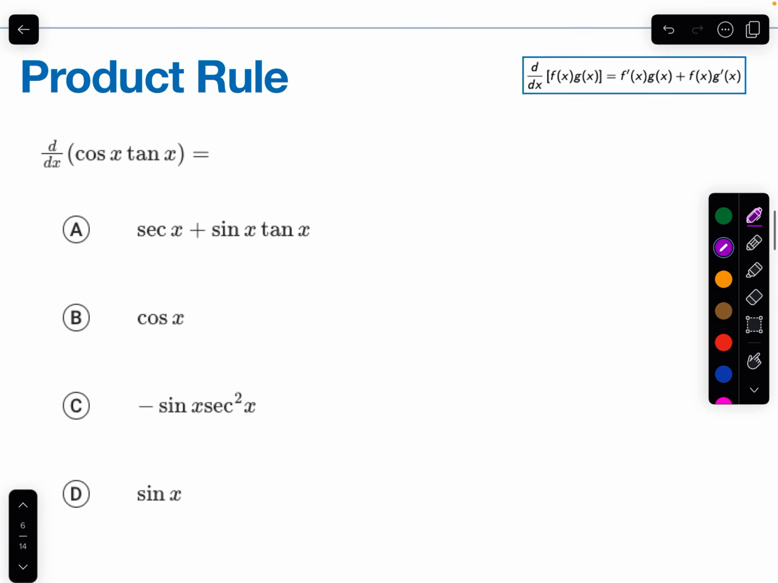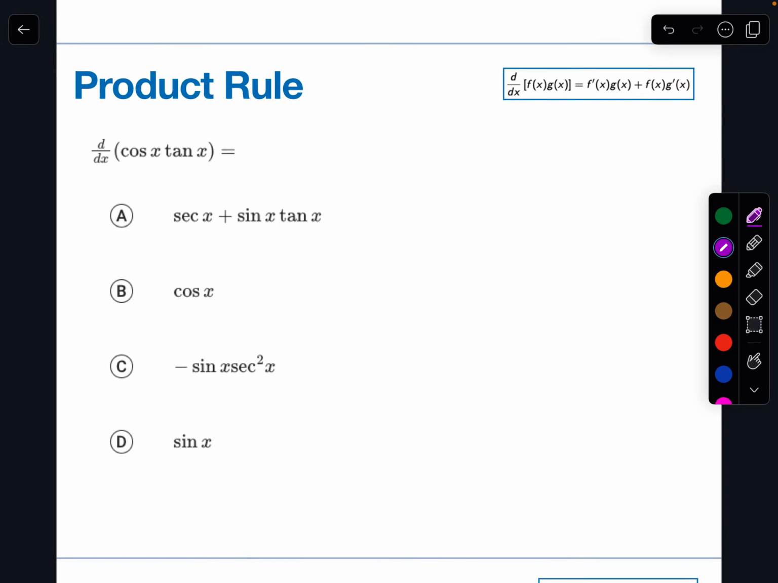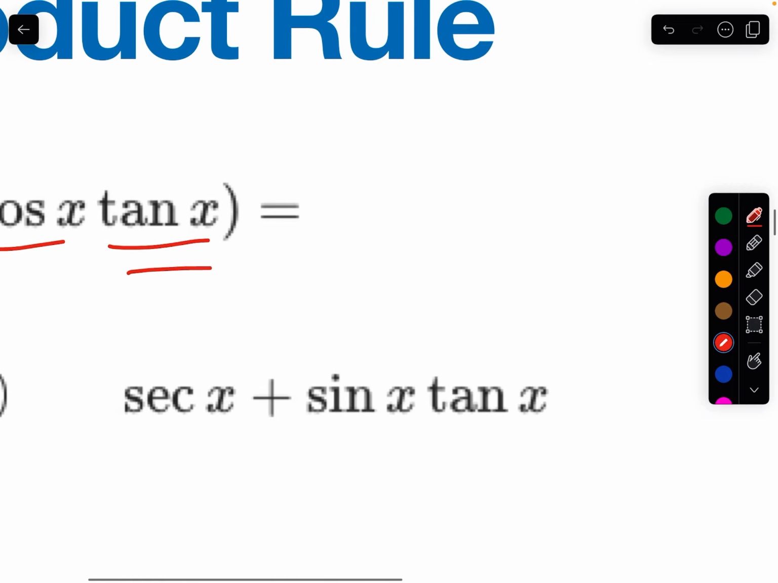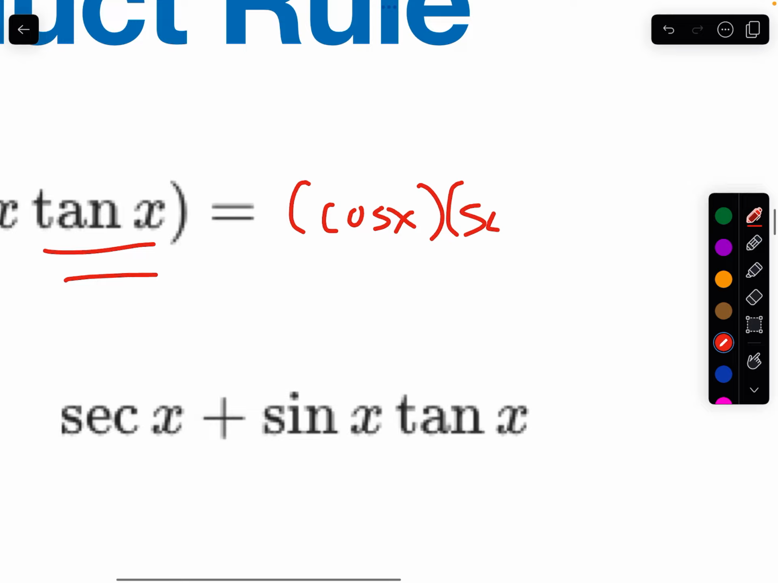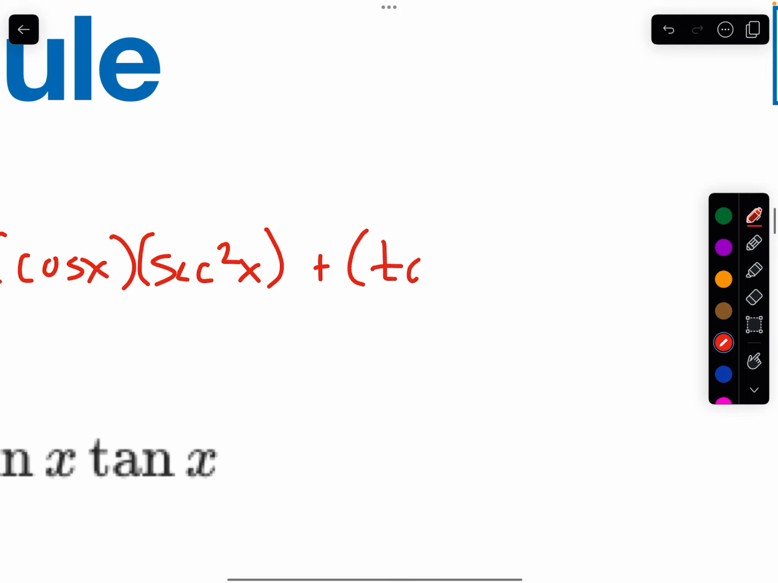Let's practice the product rule first. So here we are asked to find the derivative of a product, and so we apply the product rule, which is shown in the top right corner there. It's the first function times the derivative of the second, plus the second function times the derivative of the first, right? So let's get after it here. We got our first function, cosine, times the derivative of the second. Got to know your derivative rule for tangent, secant squared. Plus the second function, which was tangent, times the derivative of the first, and the derivative of cosine is negative sine.